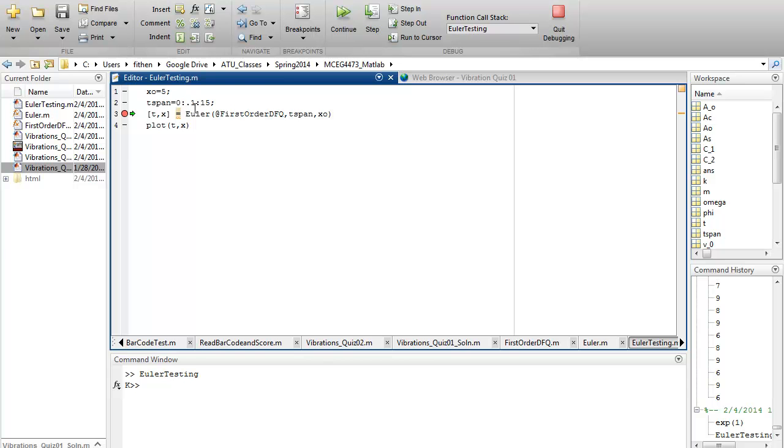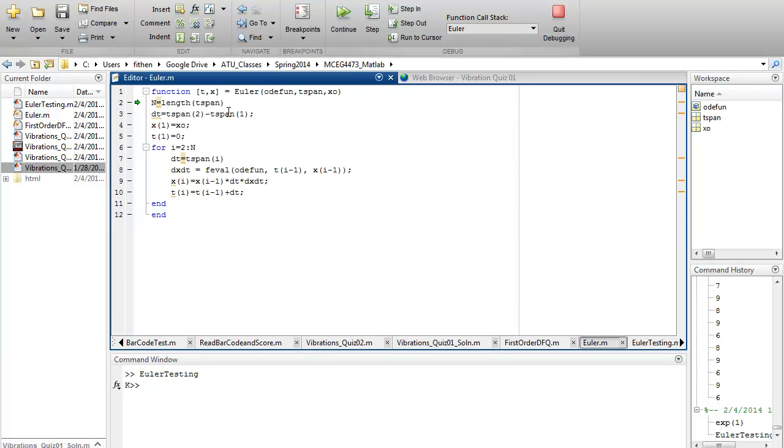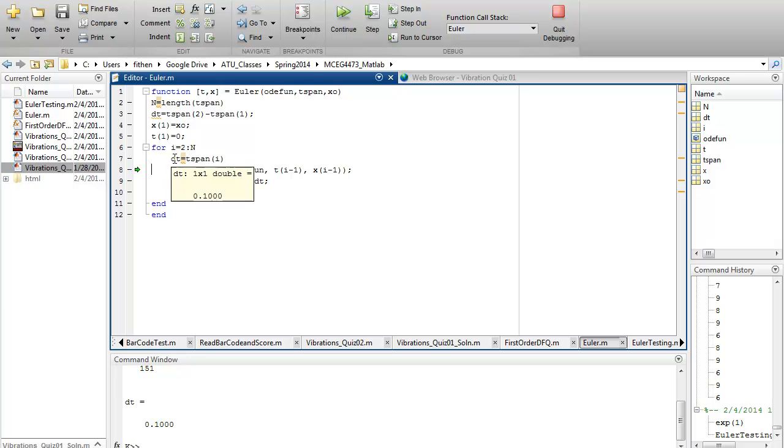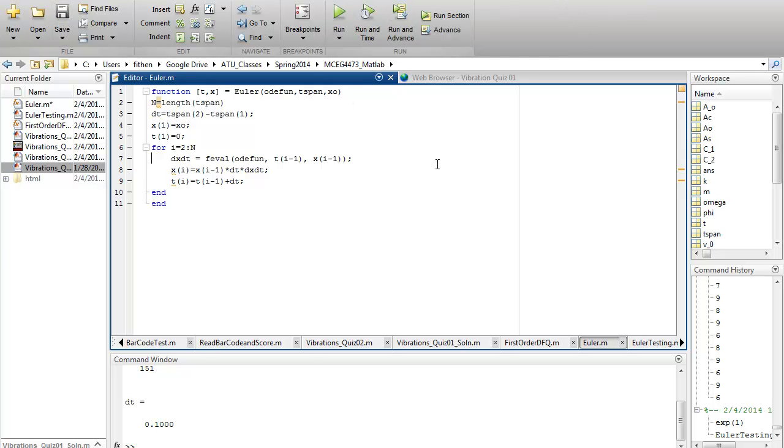Now I'm going to hit F11, takes me into here, and I'm going to step through this. Okay, there's my T-span, there's my X0, there's my ODE function. So I think at this point I have the initial, I have the time. I think somehow something happened here. This was the DT. Okay, that is an error. Take that out, go back, run it again.